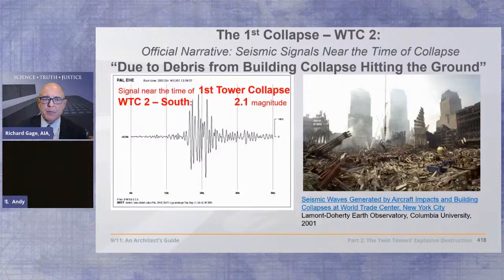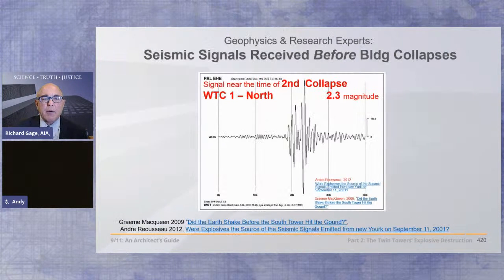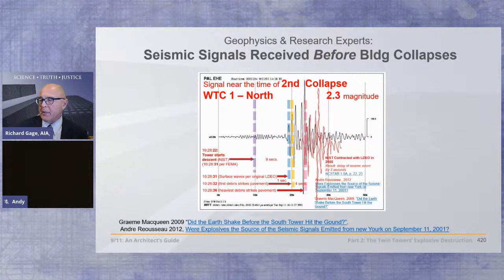Well, let's look at the collapses themselves, because there were also seismic impacts around the time of the collapse, in both the South Tower and also the North Tower, which produced a 2.3 magnitude. So let's look at these. The seismic event comes in at 10:28 and 31 seconds. But the tower starts descending 9 seconds before that. And the first debris doesn't hit the pavement until a second after that. And the heaviest debris doesn't hit the pavement until another 4 seconds after that. So how could it be causing that vibration? I mean, that seismic event.